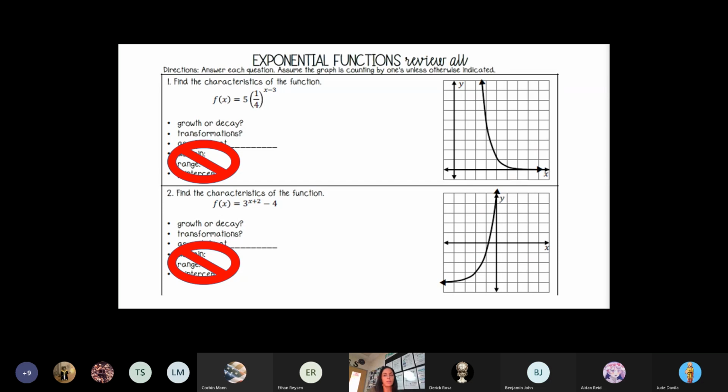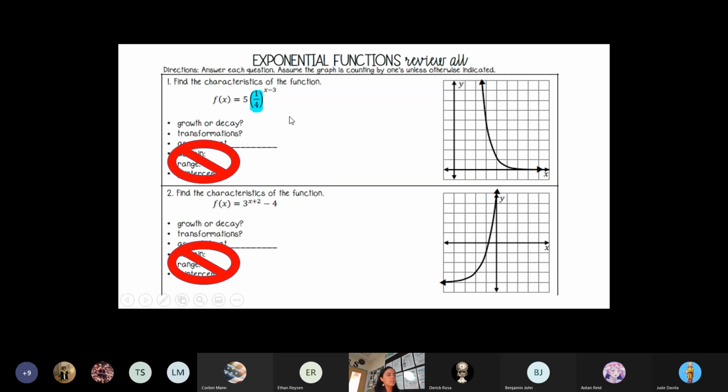All right. So today we're going to go through pages 6 and 7 of the Exponential Functions Review All pages. For these pages, all you need to do is the growth or decay and the transformations. You don't need to do anything else with the asymptote, domain, range, or y-intercept. I'm only focused on the growth, decay, and transformations.